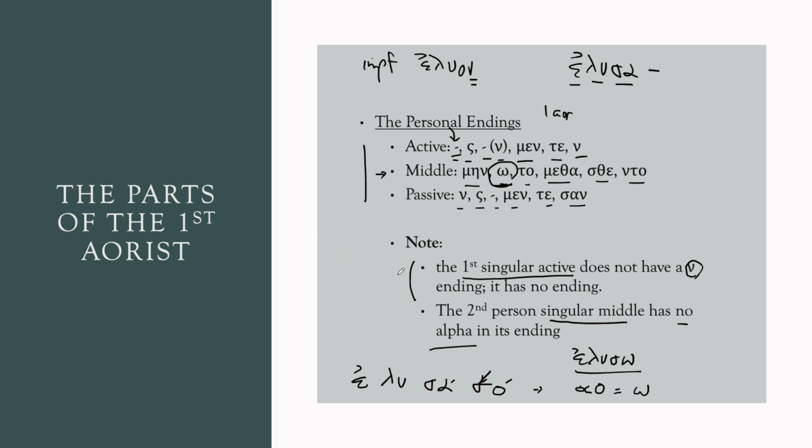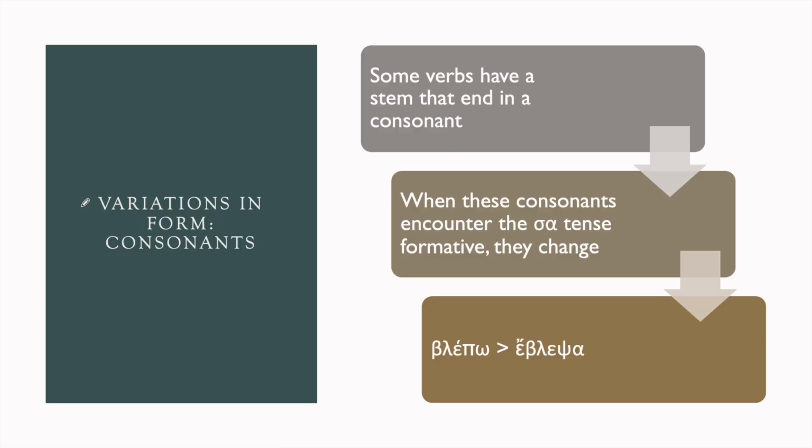Those are really the only kind of tricky things about the connection of the personal endings onto the end of the verb with the tense formative. But there are some variations in form that we need to note. These are, like what we saw in the future, verbs that end in certain consonants. And when these consonants encounter the sigma alpha tense formative, primarily the sigma, just like in the future, they change. So blepo, I see, becomes eblepsa.